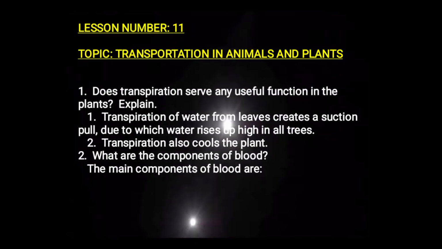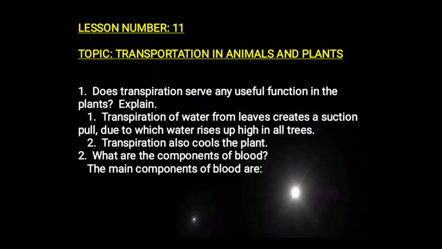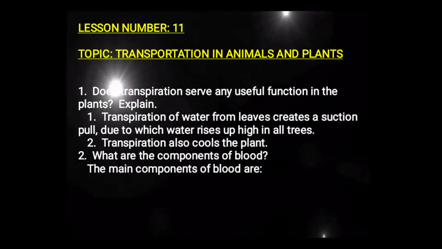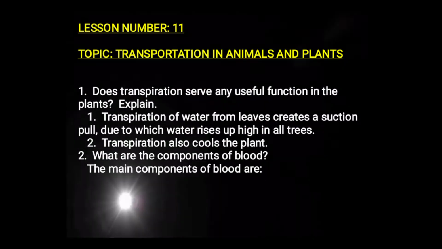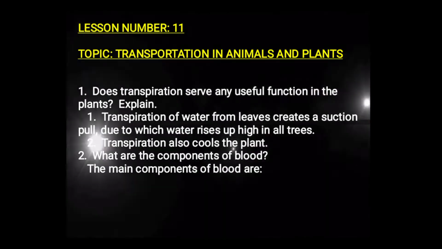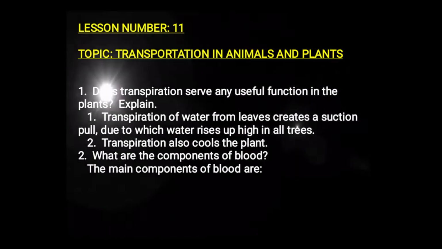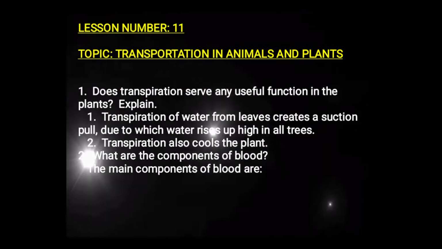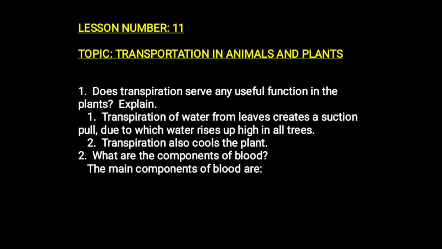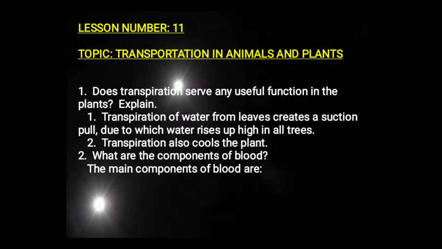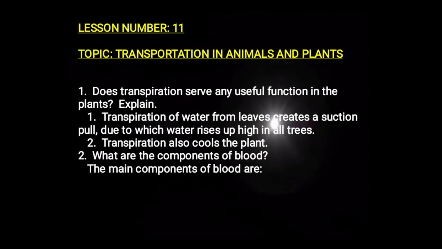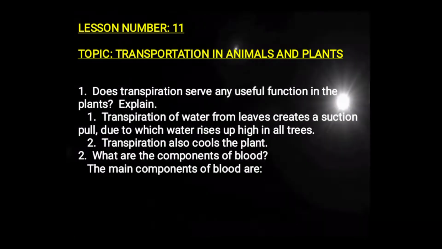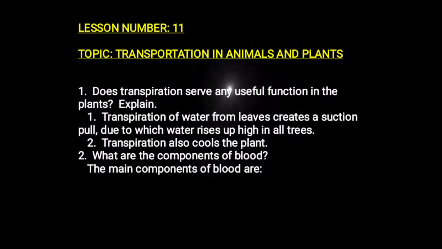If so, explain it. First you have to know what the word transpiration refers to. Transpiration is a process where the plant loses water in the form of water vapor. So what does the question convey to us? The question asks how transpiration helps the plant. The answer is: transpiration of water from leaves creates a suction pull due to which water rises up high in all trees. So what does it mean?